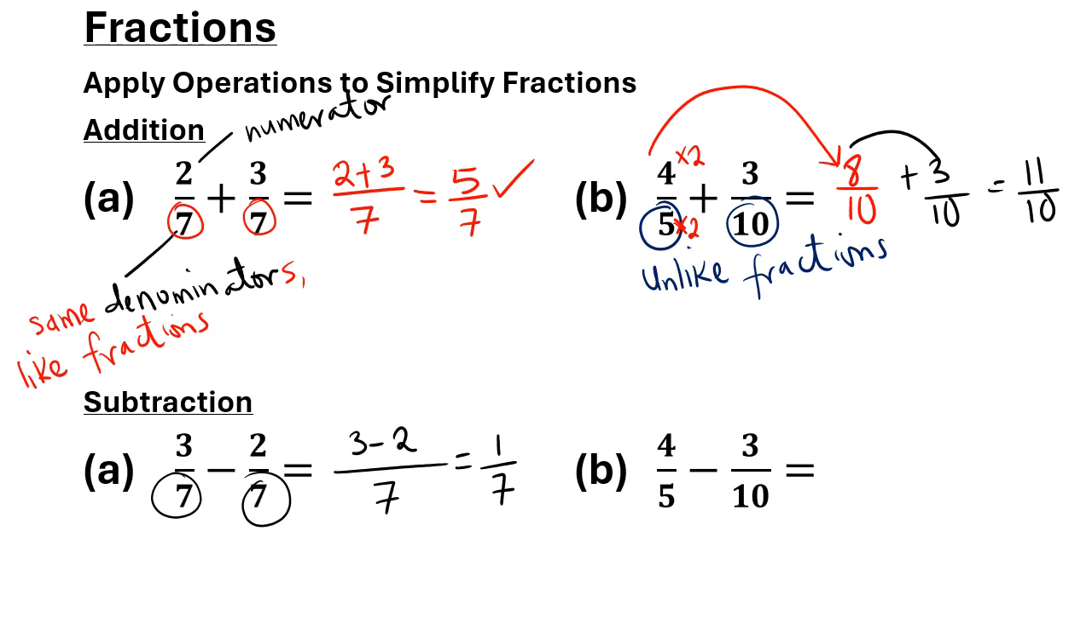All right, again, we have an unlike fraction. We have unlike fractions, so because of that, we need to multiply 5 by 2 and multiply 4 by the same number.